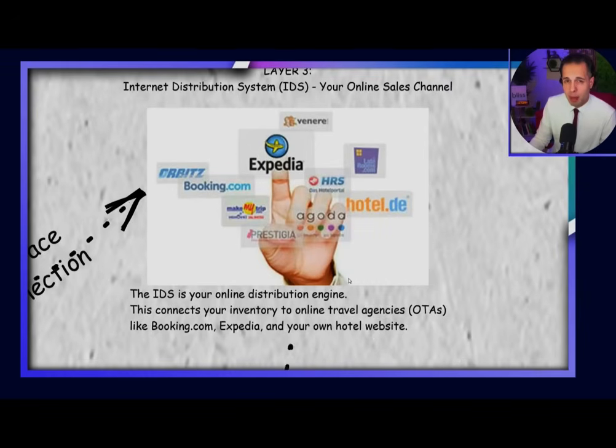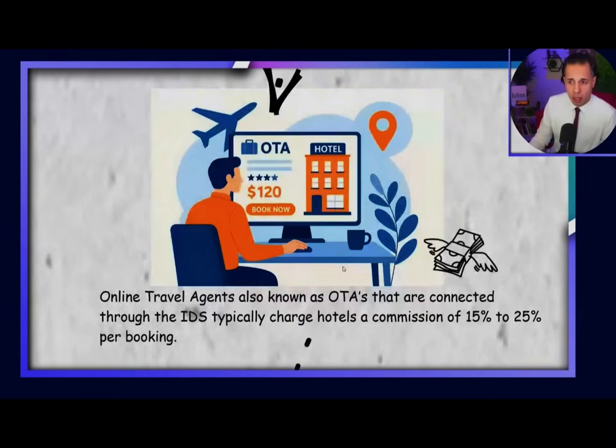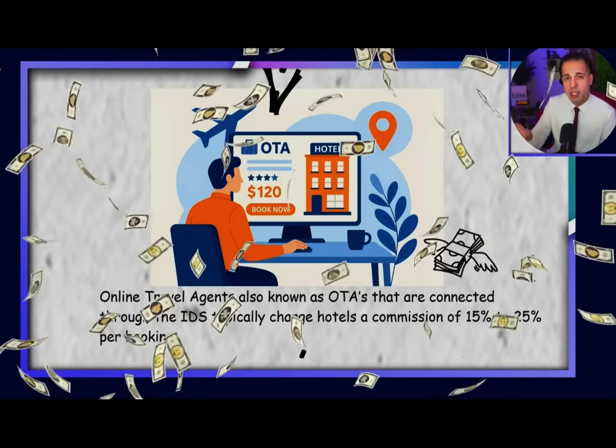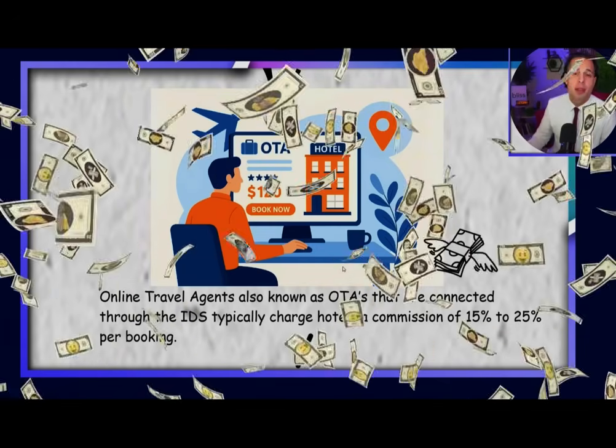And typically, the same as a GDS, an online travel agent, when they're connected through the IDS, typically charges a commission of about 15 to 25% per booking. So that's how they monetize when they're displaying and promoting your property on their platform. If someone goes on Expedia and books a room showing your hotel, once the transaction is complete, that's how they get their cut.